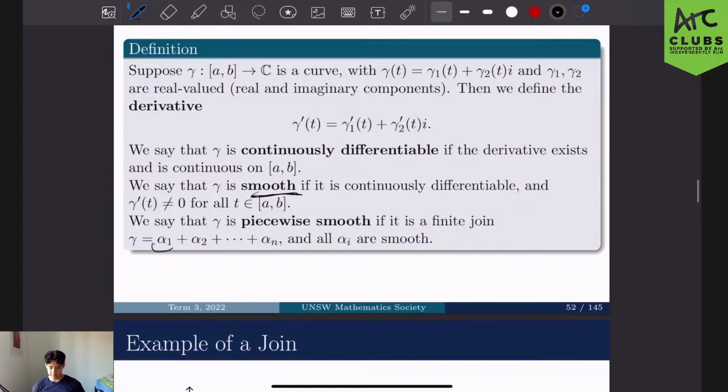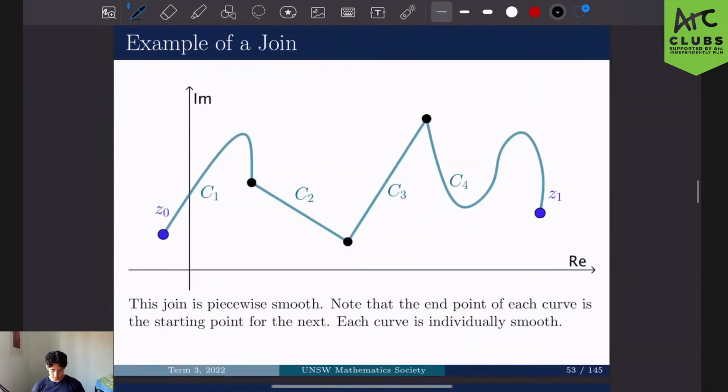So I'll just give an example here. Each curve individually is smooth. However, as a whole, it is not smooth because you have these points here which are not differentiable. So that's why it's considered piecewise smooth, because on its own each piece is smooth.